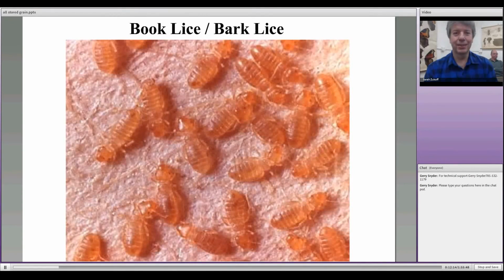Book lice, tiny. Don't have a scale on here, but that's 1/16 of an inch to 2/16 of an inch long. Very, very small, large numbers, no wings, flat, and just zinging around, build up in large, large numbers, so it looks like moving dust sometimes.